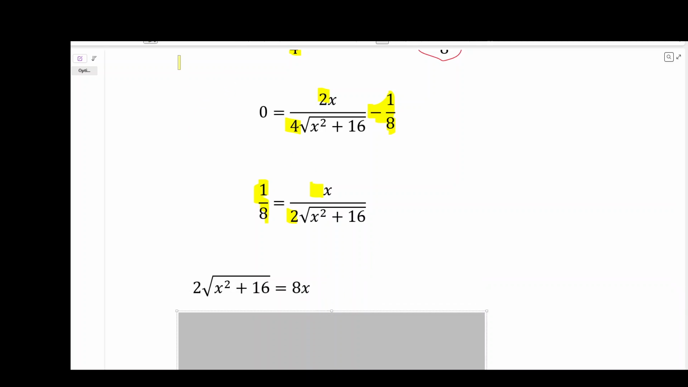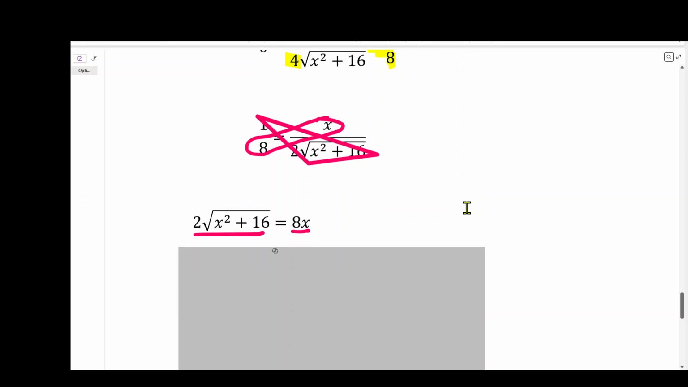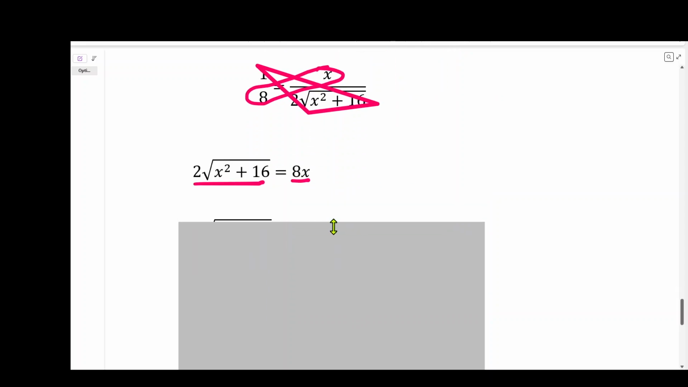So now I have a fraction equal to a fraction, so I cross multiplied. I multiplied 1 times this. Boom. And I multiplied x times 8. So boom. And then what would you do now?